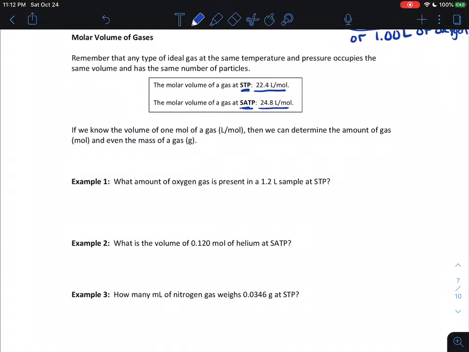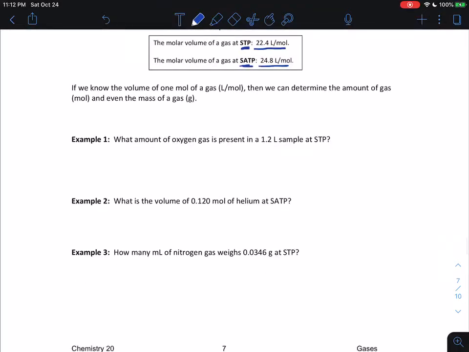Now, what's interesting about this is, how do you remember these numbers? It's easy. This is how I remember it. 2 times 2 equals 4. 2 times 4 equals 8. That's how I remember them. So again, it doesn't matter what the gas is, as long as you know that it's at STP or SATP, you know its volume. And so we can go from volume to moles or moles to volume really easily at those two conditions. Let's go through some examples and see how we set this up.